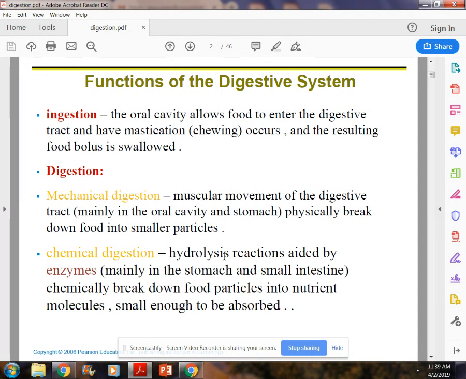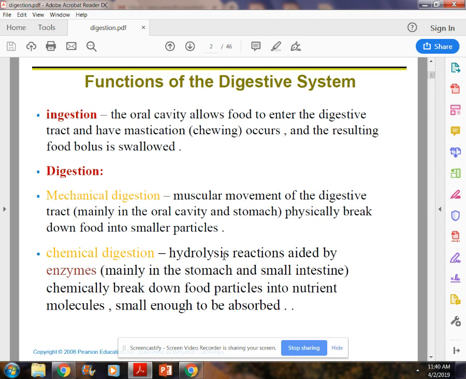Now, in the esophagus, no digestion takes place, just peristalsis. Peristalsis is a wave-like movement of food from the back of the throat down into the stomach. Mechanical digestion takes place in the mouth and in the stomach some. So all mechanical digestion takes place either in the oral cavity or the stomach itself.